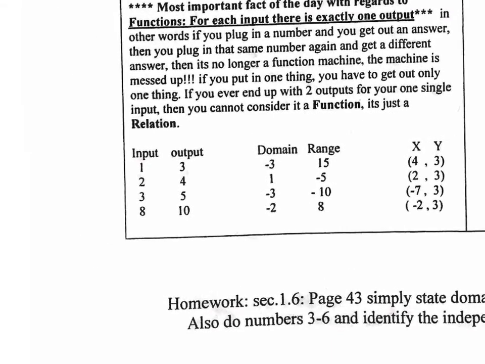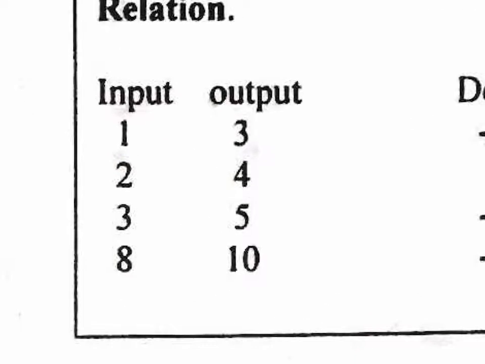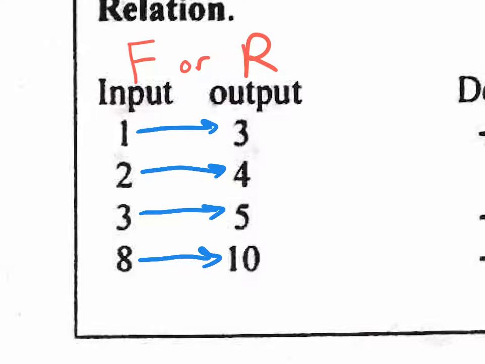All right, so let's take a look at these input-output tables. So the question is, is this a function or is it just a relation? Now, let's think about inputs and outputs. So the question boils down to, do I ever plug in the same input two times and get out different outputs? No. So does this machine work? Yeah. I mean, as far as we know, it's a perfectly functional function machine, right? You plug in a 1, you get out a 3. Plug in a 2, get out a 4. Plug in a 3, get out a 5. Plug in an 8, get out a 10. Now, it'd be a different story if I plugged in a 3 again and I got out a 13.